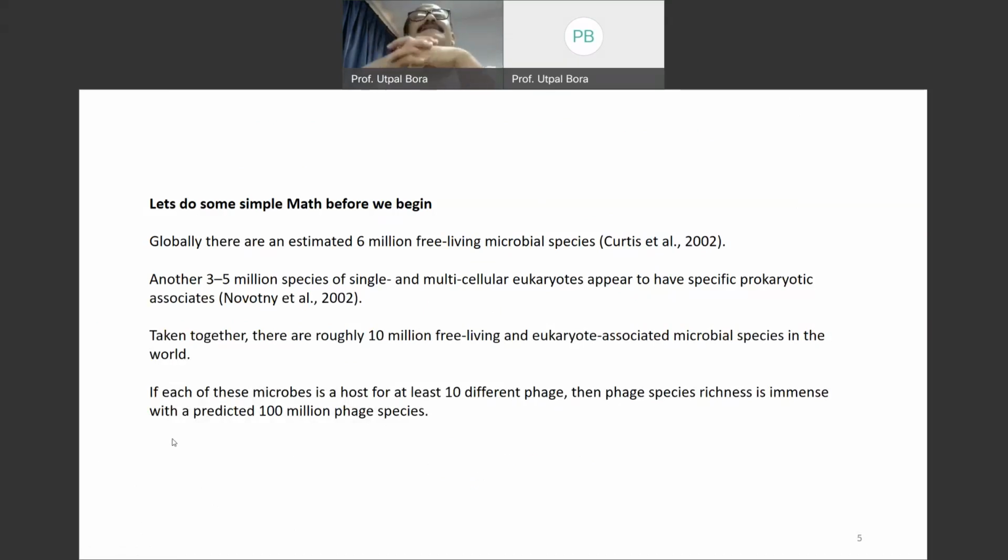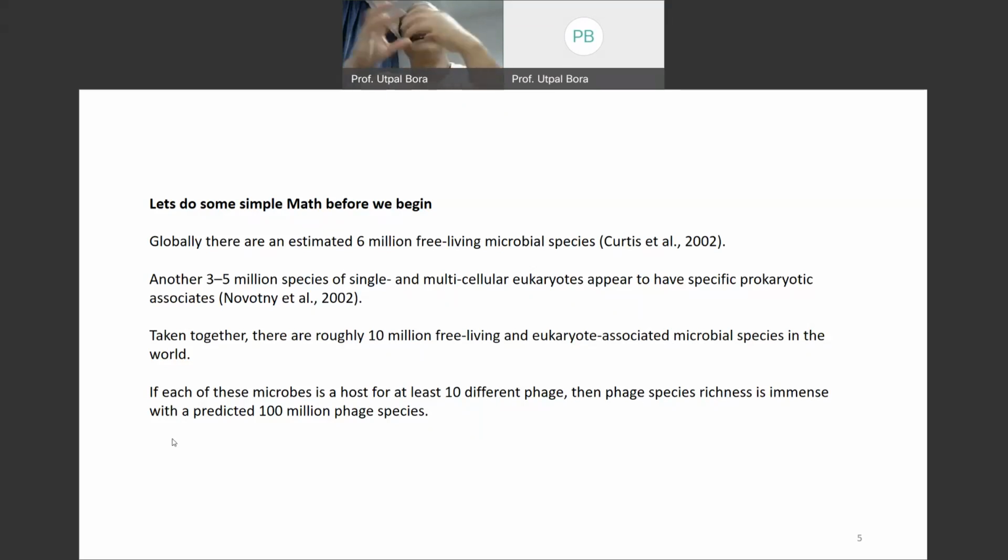Okay, now we know that there are viruses which infect bacteria, and we call them bacteriophages. But what is the number of bacteriophages we have in this world? For this, you need to consider some of the estimates given by earlier scientists like Curtis et al., who estimated around 6 million free living microbial species. And then another 3 to 5 million species of single and multicellular eukaryotes appear to have specific prokaryotic associates, as reported by Novotny et al.